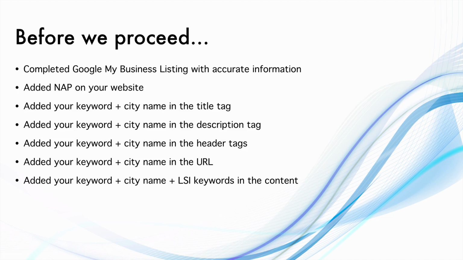You need to add your keyword plus city name plus LSI keywords in the content. I hope you know what LSI keywords are. LSI basically stands for latent semantic indexing. Basically, keywords which are thematically close to your existing keywords. If you want, I can make a quick video on this also, in terms of how to get the best primary keywords for you, and along with that the secondary keywords and the LSI keywords for the same thing.